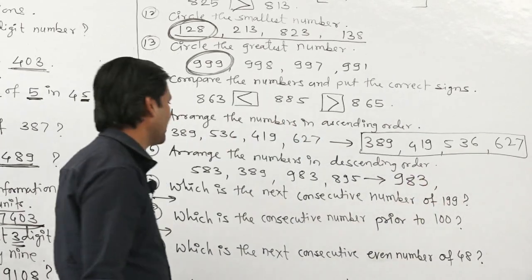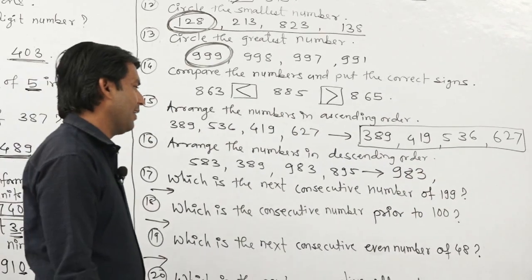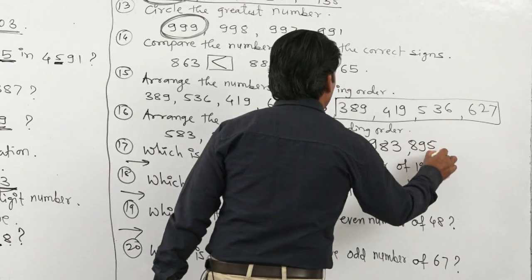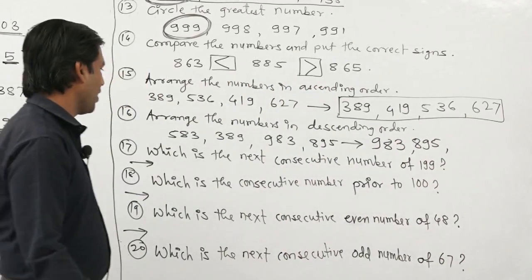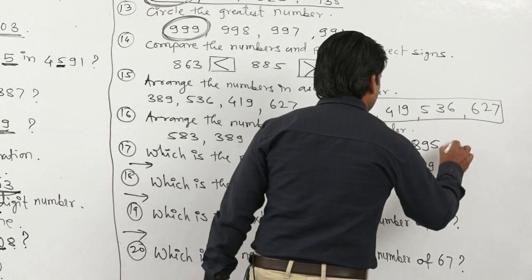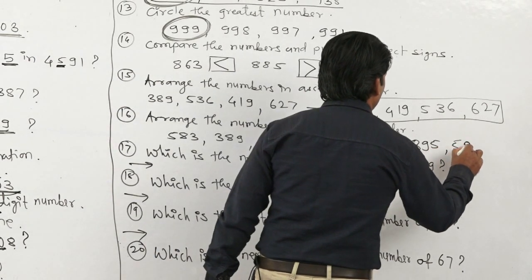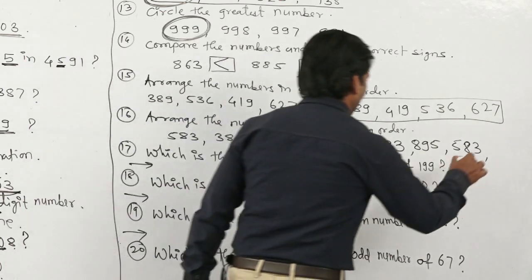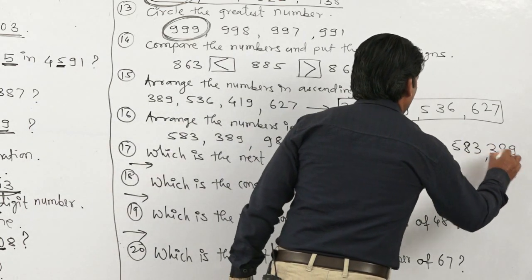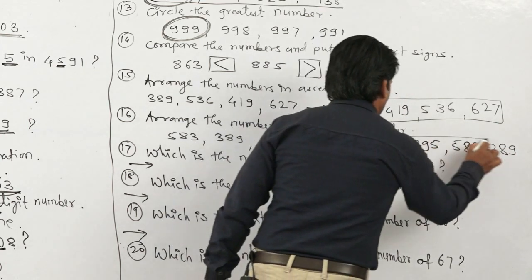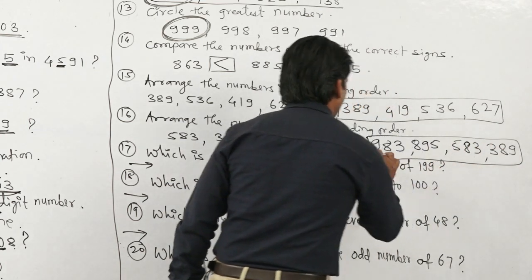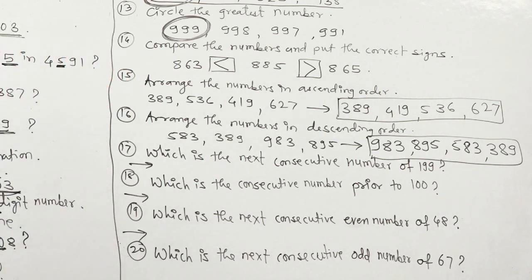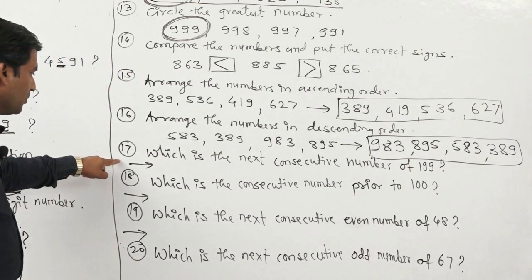983 is the largest number. After 983 we have to write 895. After that we have to write 583 and last one 389. So here again I have arranged these numbers in descending order. Okay. After that, question number 17 for you.